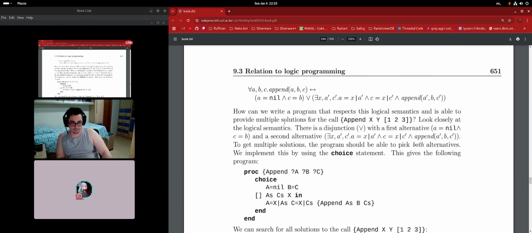And then the question is, how can we write a program that respects these logical semantics and is able to provide multiple solutions for this call? Look closely at the logical semantics. There is a disjunction with a first alternative and a second alternative.